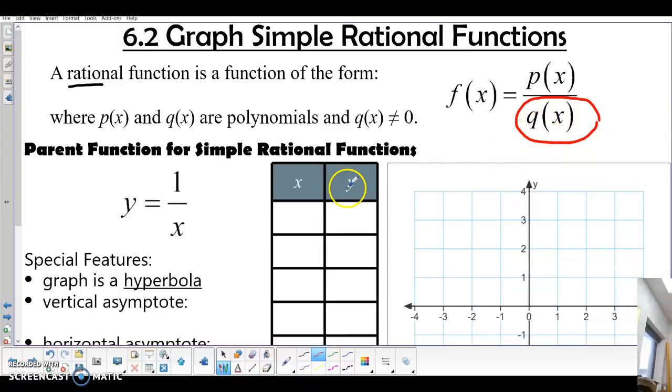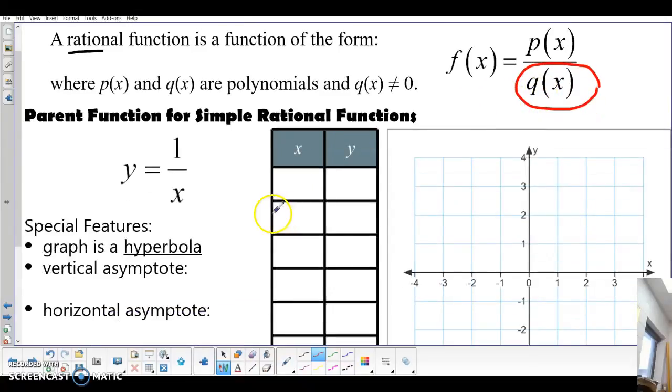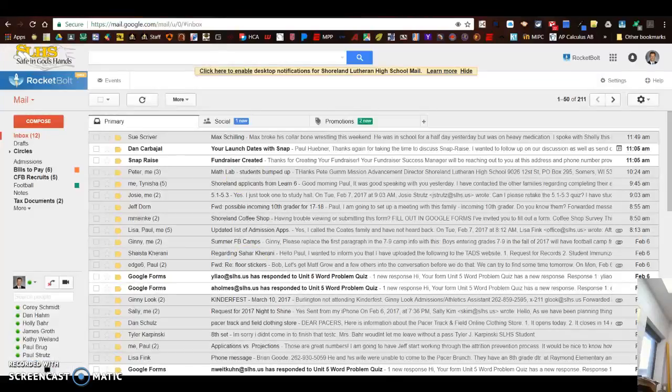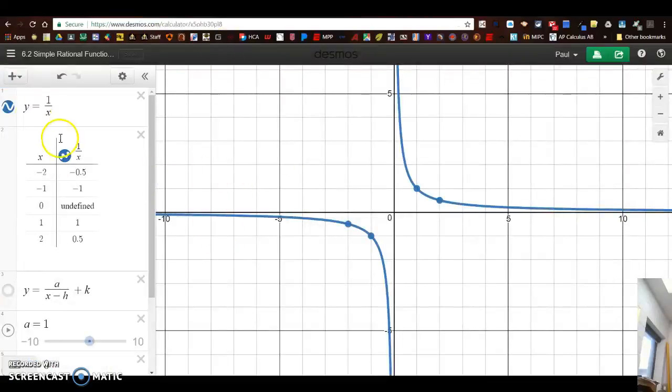Okay. The most simple rational function we have out there would be 1 over x. And that would be the parent function. Take a look at 1 over x. I want to pull up Desmos and take a peek at what 1 over x looks like. So here I have it graphed for you.